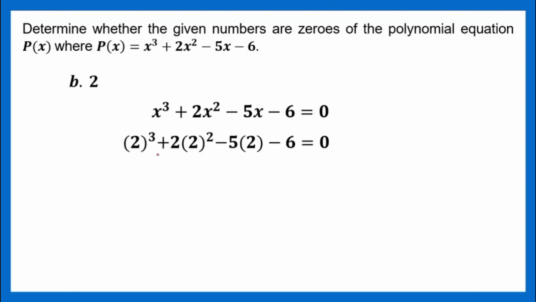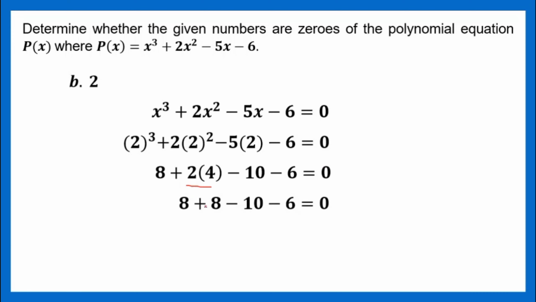Positive naman yung 2. 2 cubed, that's 8. Tapos, etong 2 squared, that's 4. Tama. Negative 5 times 2, that's negative 10. Negative 6 equal to 0. Tapos, 2 times 4 muna. Magiging siyang 8 plus 8 minus 10 minus 6 equal to 0. Ano ang 8 plus 8? 16. Minus 10 is 6. Minus 6 is 0. 0 is equal to 0, which is correct.